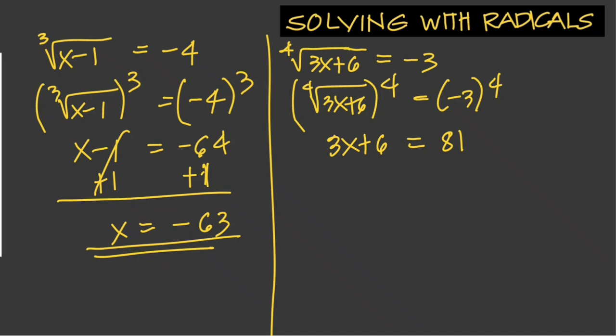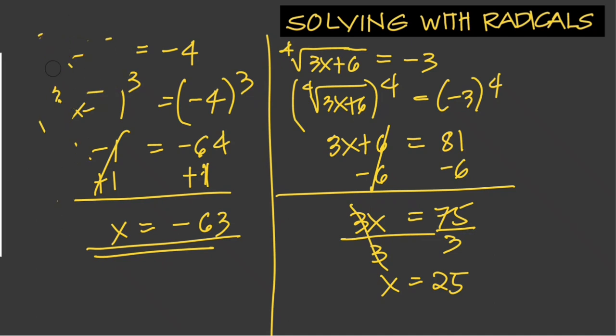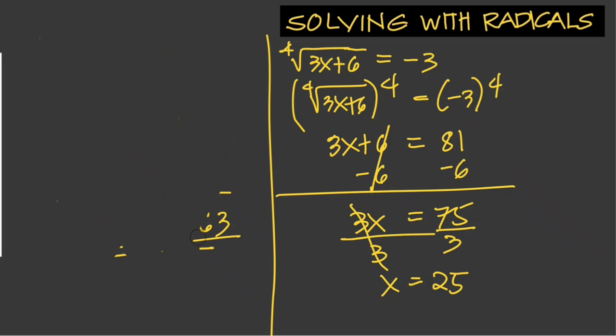And then we solve for our x here. We subtract 6 from both sides. This cancels out, and then we're left with 3x equals 75. And then divide both sides by 3. Our x is equal to 25. So we need to check our answer here. Let's check if 25 is a true solution to our problem. Let's just plug in 25 to the original equation.